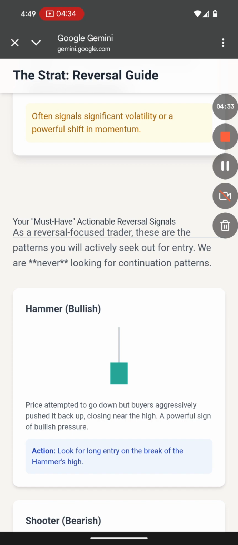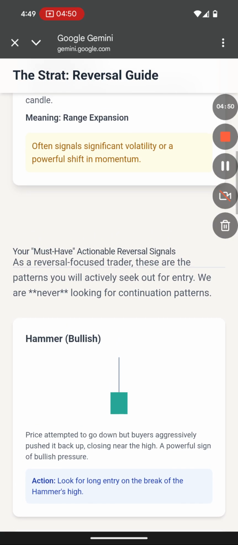Okay? Because we never play off continuation patterns. You must have reversal signals. As a reversal focused trader, these are patterns you will actively seek out for entry. We are never looking for continuation patterns.